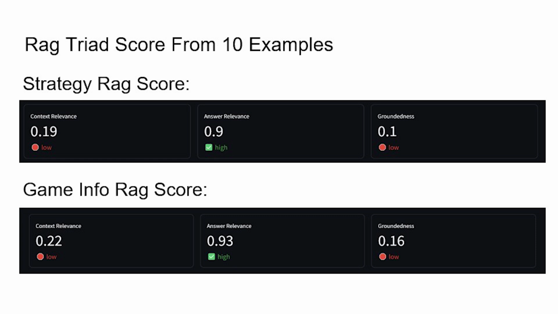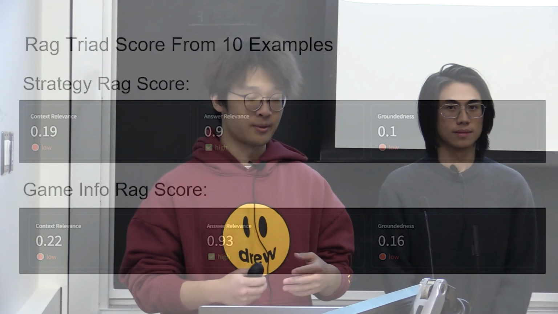These rec triad scores range from 0 to 1, and as you can see, both rec systems have low context relevance and groundedness. I think it's because the YouTube transcripts in strategy rec are too generalized for specific user queries, and game info rec focuses on item details, lacking relevance to an actionable guide.